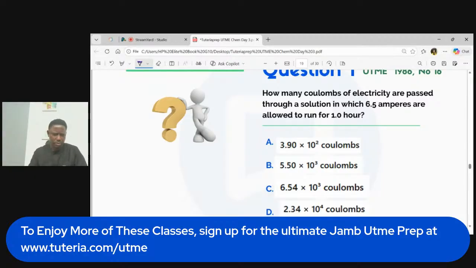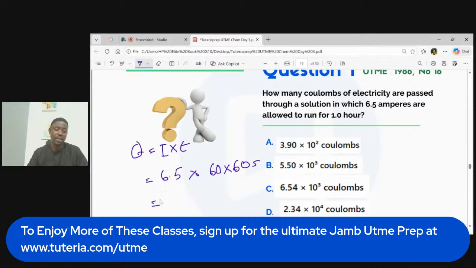for 1 hour? So the quantity of electricity equals I times T. This I is the current, which is in amperes, and time is in seconds. Please take note, we must convert our time to seconds. So the current there is 6.5 times the time, which is 1 hour. 1 hour is 60 minutes. If you want to convert 60 minutes to seconds, you multiply again by 60. So 1 hour is 60 times 60 seconds, 3,600.